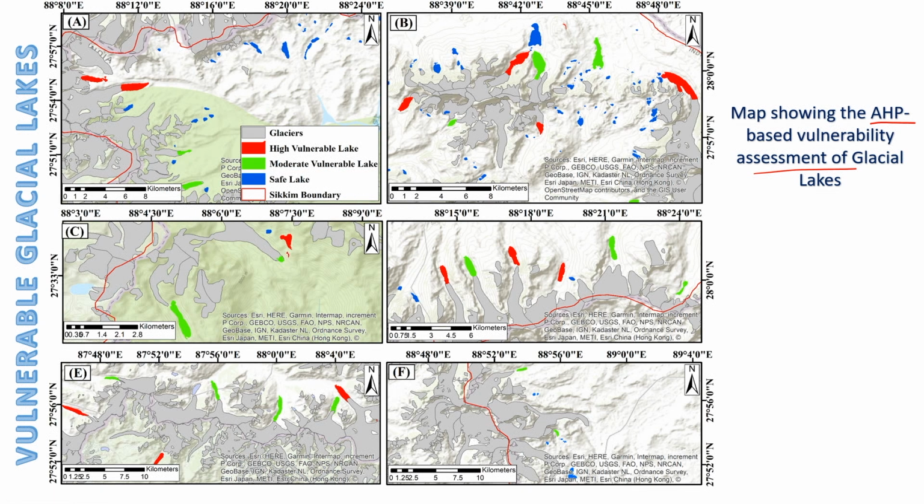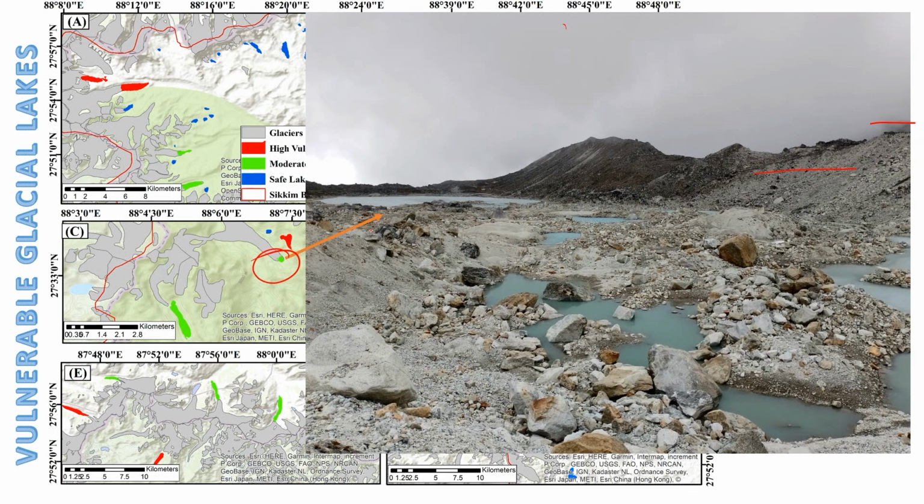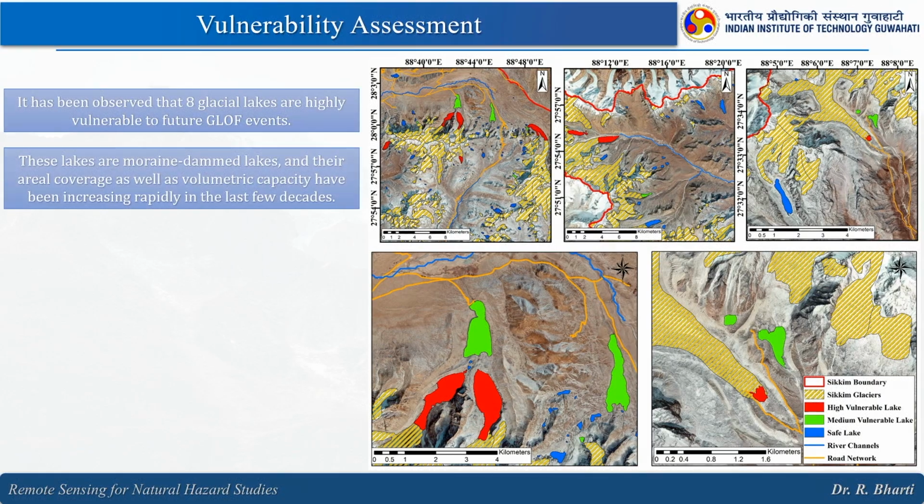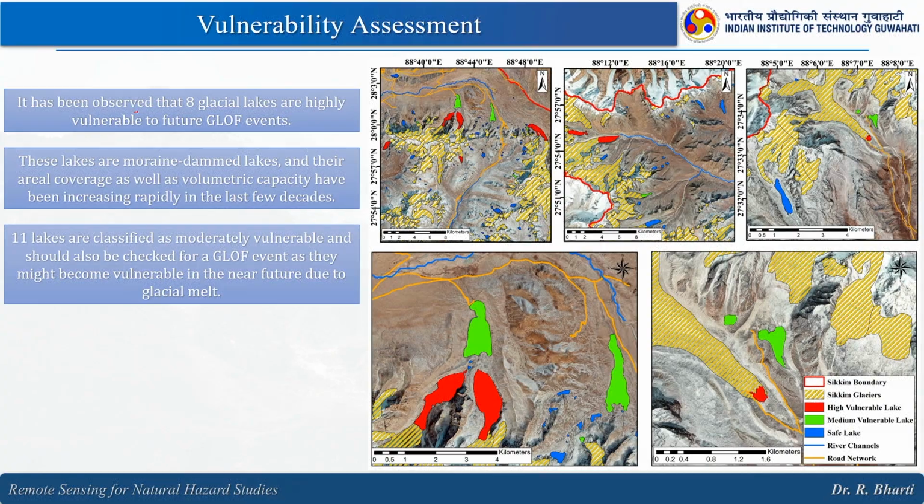So here you can see one example from this location. We have also visited and we found this is coming in the moderately vulnerable category. So we have to be very careful because this particular lake was showing an increase in size in the last few years. So it has been observed that 8 glacial lakes are highly vulnerable to future GLOF events. This is based on the AHP analysis.